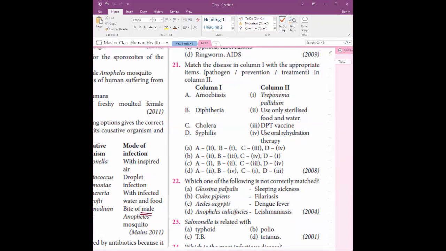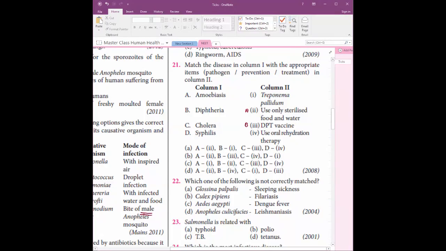So, amoebiasis. Guys, what is amoebiasis going to match with? Yes, it is going to use only sterilized food and water. What does this mean, guys? It simply means that you have to use boiled water. That is the meaning. So yes, this is going to be A. Diphtheria, guys. What is the thing that we are going to go for with diphtheria? It is the DPT, or you can also call this the DTP vaccine: diphtheria, tetanus, and pertussis. Pertussis is what, guys? Pertussis is whooping cough.